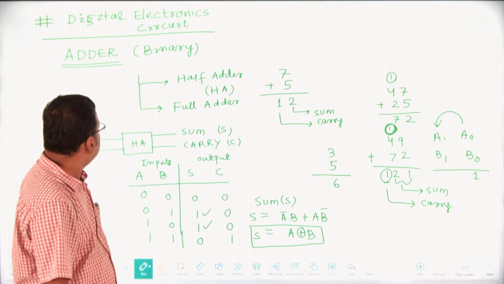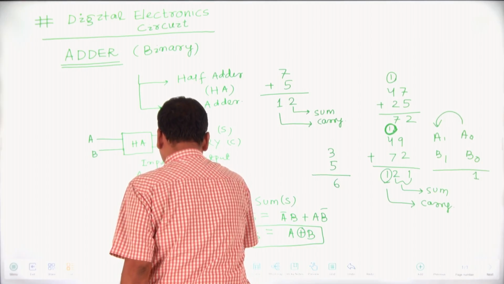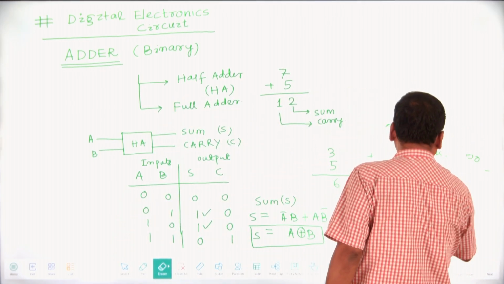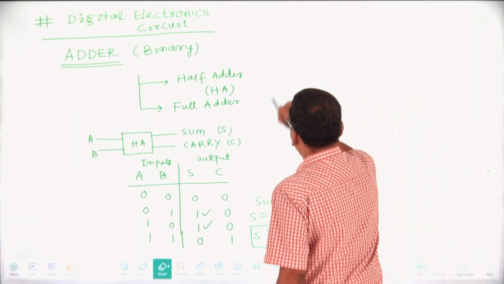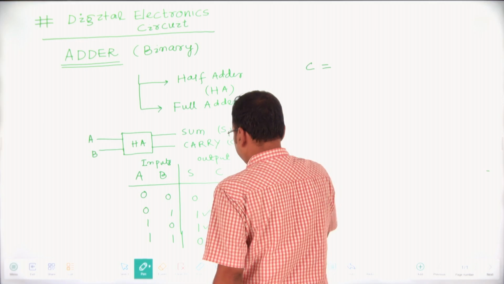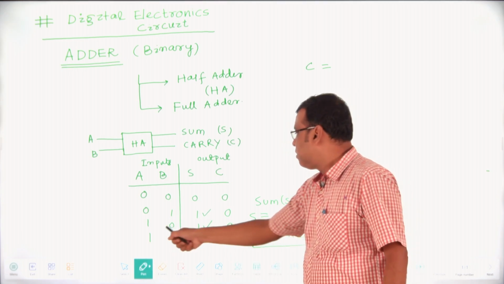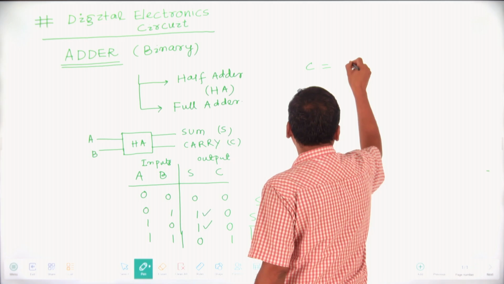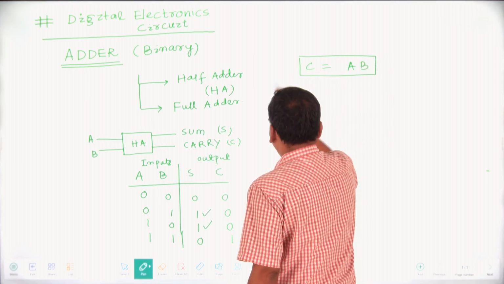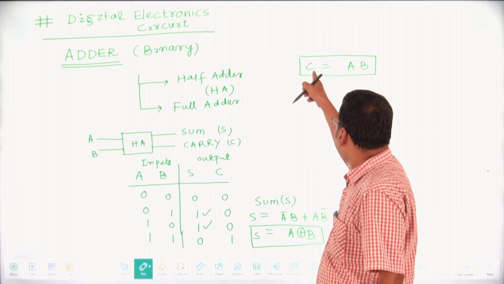This is the Boolean equation for the output sum of the half adder. Then derive the Boolean equation for carry. C equals how much? When the output is 1, the carry is generated when both A and B are 1. So this is 1 1, and there is only one min term, that is C equals AB. That is your carry. So we found the output equations for the half adder: sum is A XOR B, and carry equals AB.